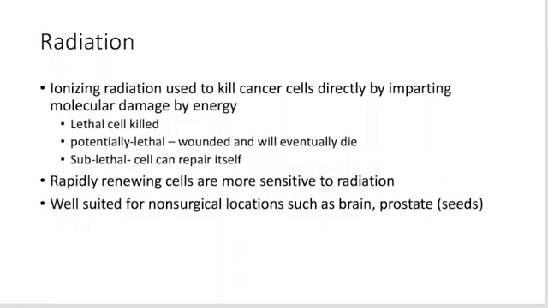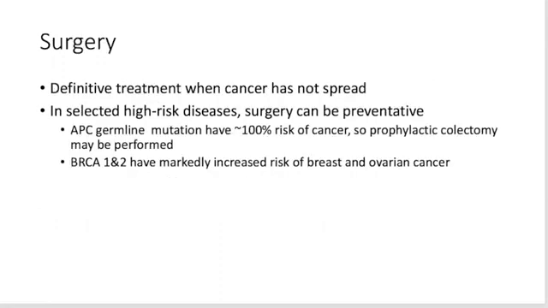Radiation, depending on what type of cancer it is, will kill the lethal cell. Potentially lethal cells will be wounded and eventually die. Sublethal cells will repair themselves. Most rapidly renewing cells are sensitive to radiation, which is very well suited for brain, prostate, and breast. Surgery is definitive treatment if the cancer has not spread. In select high-risk diseases, surgery can be preventative.